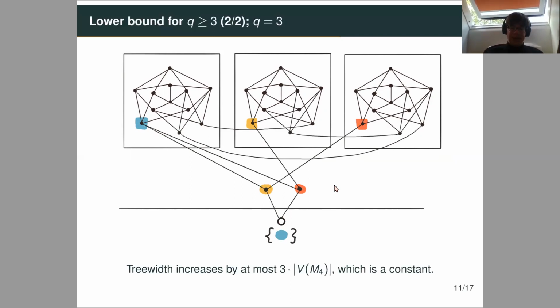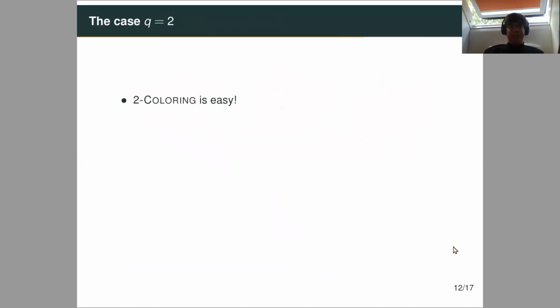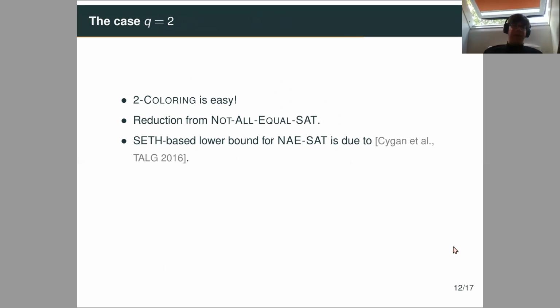And now the tree width increases by at most 3 times the number of vertices of M4, which is a constant because M4 is a fixed graph. All right. This finishes the reduction for at least 3 colors. And for 2 colors, well, we know that 2 coloring is easy, so we cannot really use the same strategy. Instead, we give a reduction from the not all equal set problem. And this problem has a strong ETH-based lower bound, which was shown by Sikora and others a few years back.